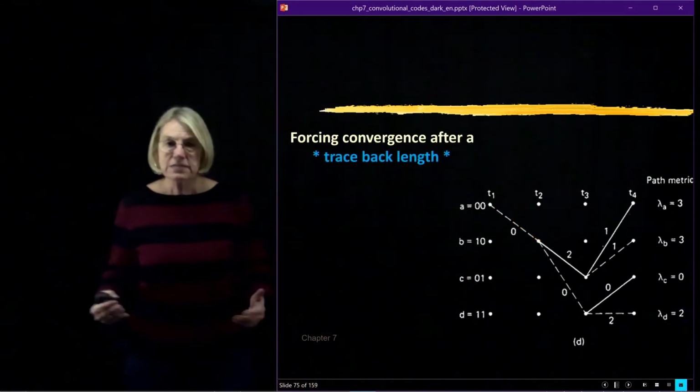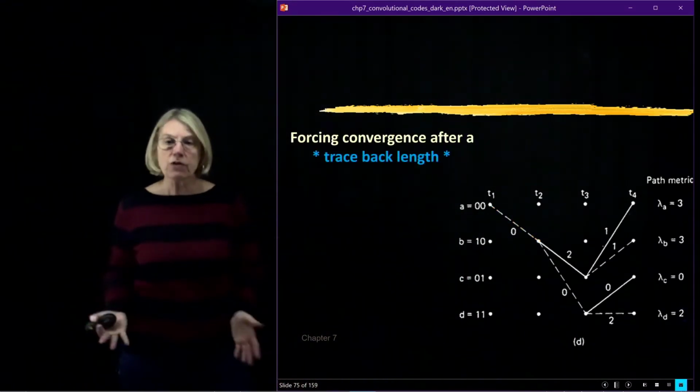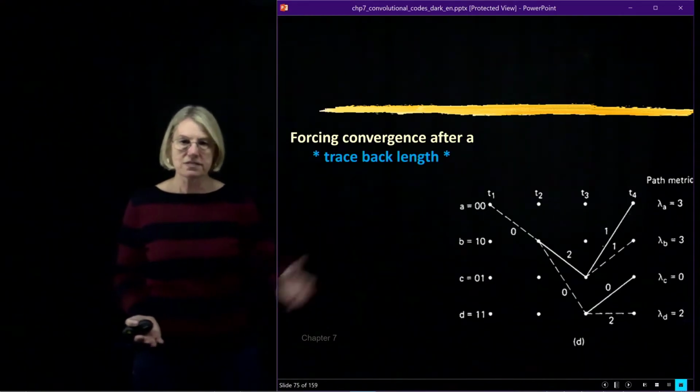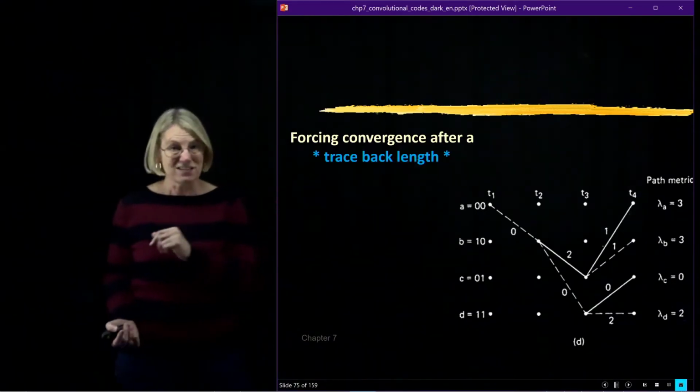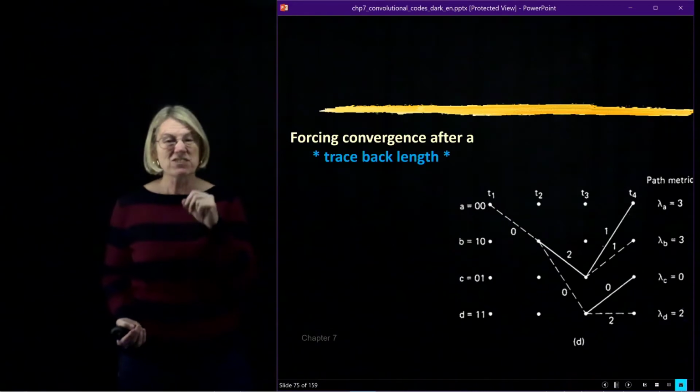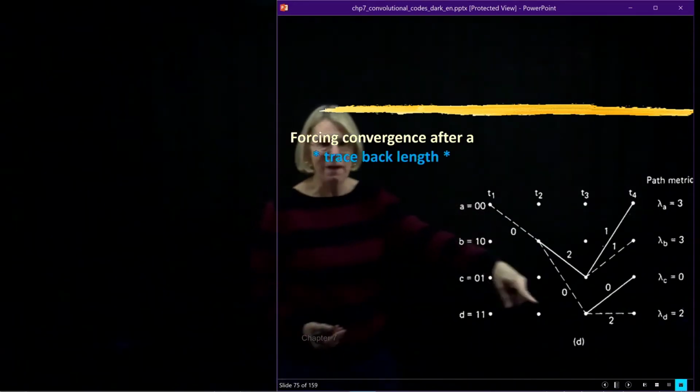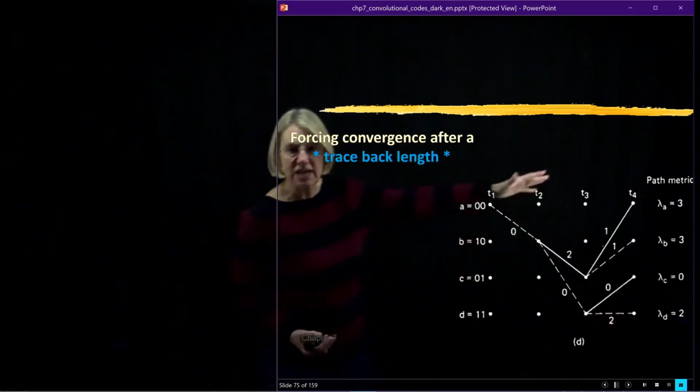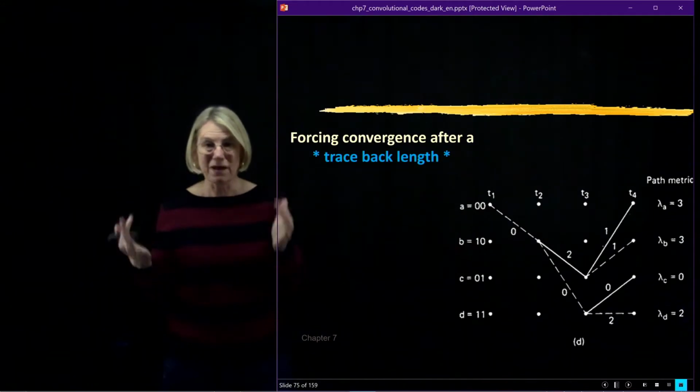Now, sometimes I can't tolerate too much delay, or maybe this delay will go on forever. The other thing is I have memory, and I have to save all of these paths as I step through time. And maybe I have a finite amount of memory.